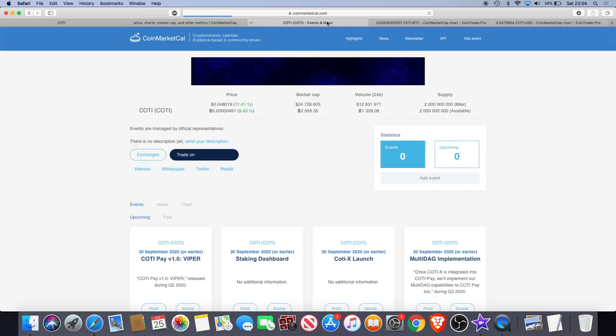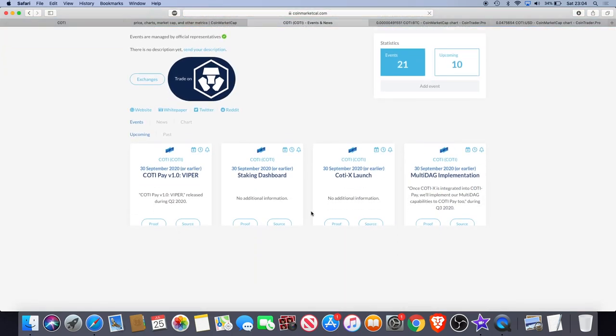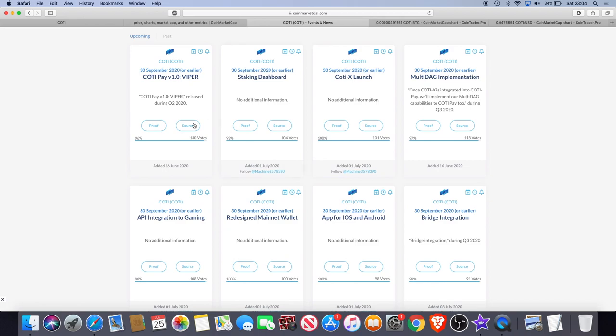Okay, getting into the news. So they've got a lot going on in September alone. Okay, all of this is happening on the 30th of September, or earlier. So it says or earlier. Now, they've got the Coti Pay Viper, whatever that is. They've got the staking coming in September. Coti X launch, multi-DAG implementation, where they implement the capabilities to Coti Pay.